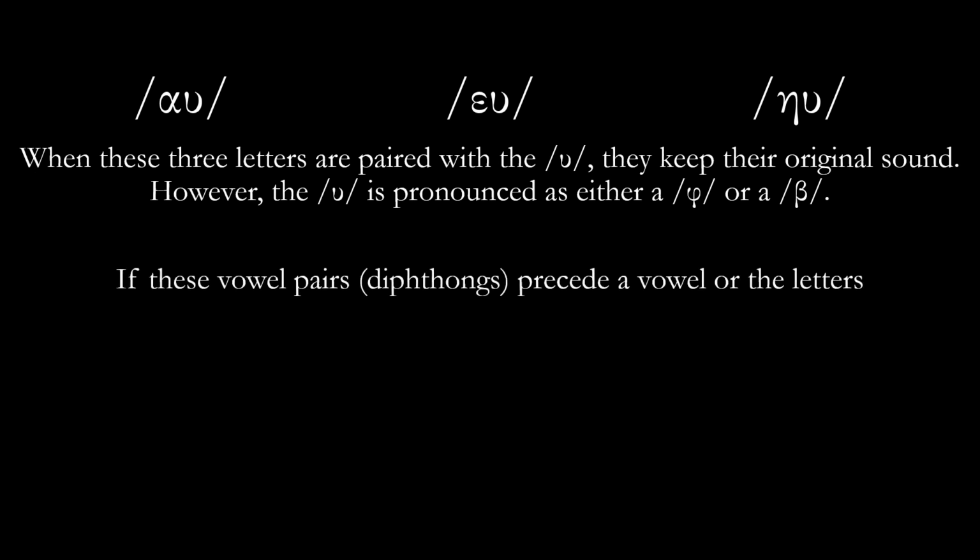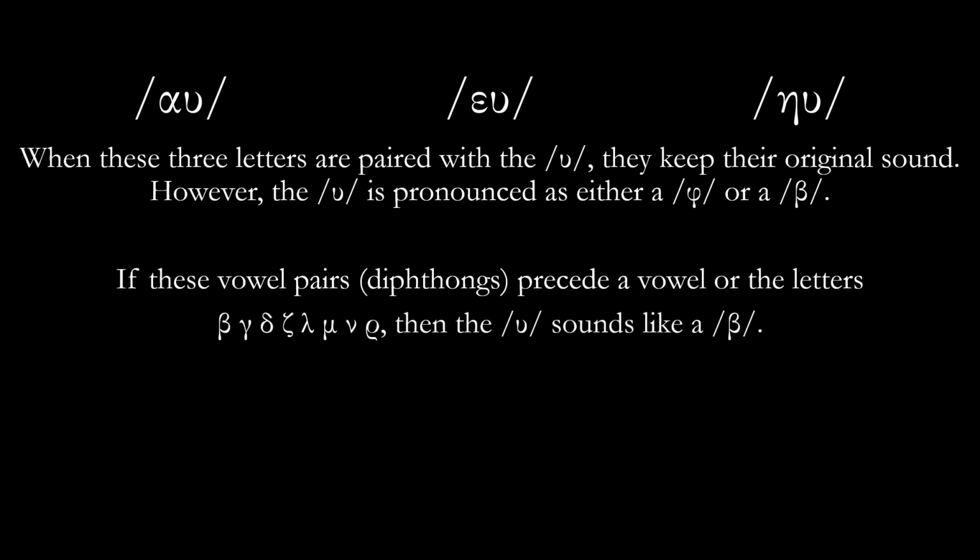If these vowel pairs precede a vowel, or if they precede the letters vita, gamma, delta, zeta, lambda, mi, ni, rho, then the epsilon sounds like a v, and we're going to see examples of this in a moment. So anytime you've got a vowel or any of these consonants, your epsilon is going to have a v sound.